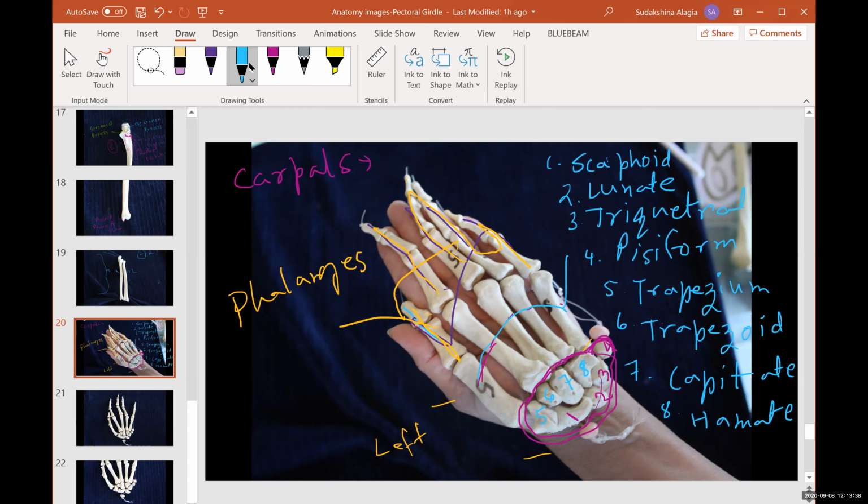Scaphoid, boat-like. I usually don't worry about all of them. Equilateral, triangular, pisiform. Pisiform is small, round. So I'm going to remove this pink. Pisiform, number 4.